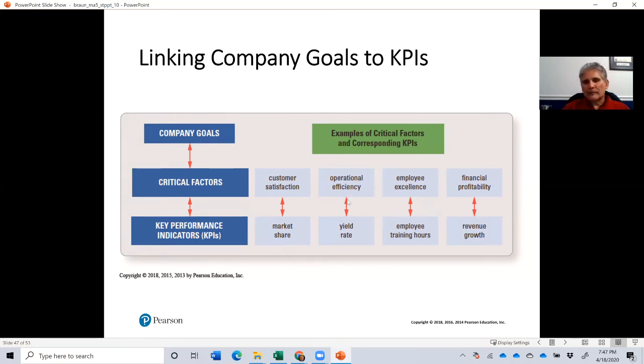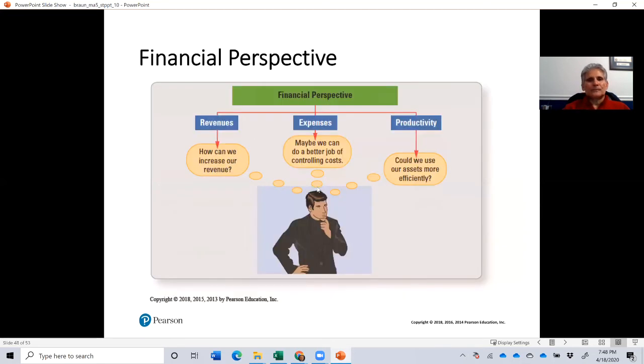If we're better at operational efficiencies, that may end up with a higher yield rate than we had before. Employee training hours helps us with employee excellence, and employee excellence can help lead us to employee training hours. Revenue and growth, well, that's going to lead to financial profitability. Okay, so these go back and forth, they help one another, and we're looking at these as being key performance indicators. If we're doing well with the market share, if our yield rates are good, if our employee training hours are good, and if our revenue growth is good, then maybe we can help achieve the critical factors that we need to do what? To achieve our specific company goals.